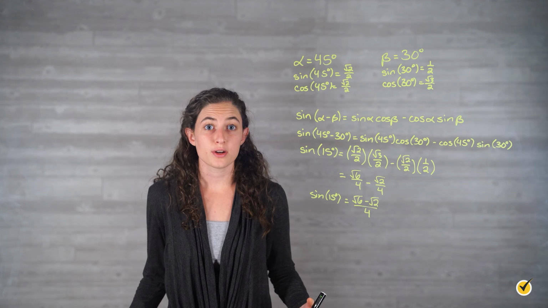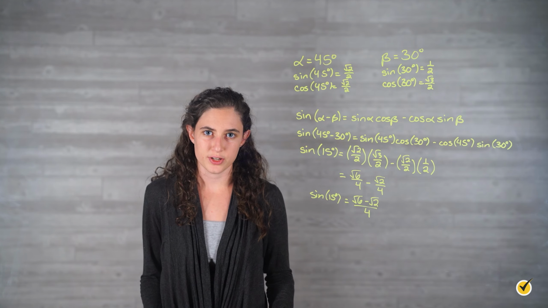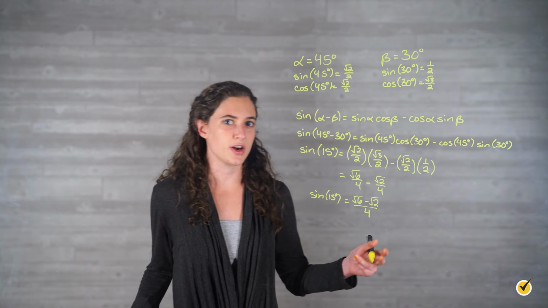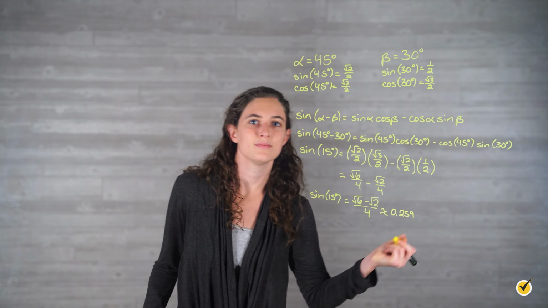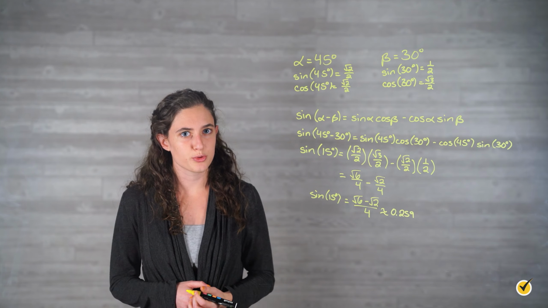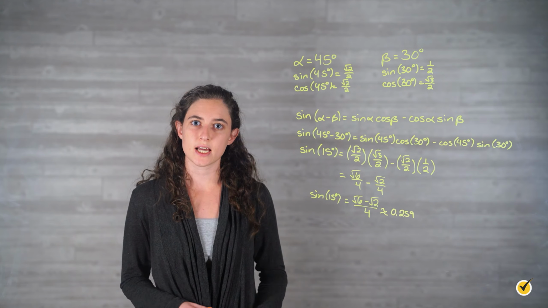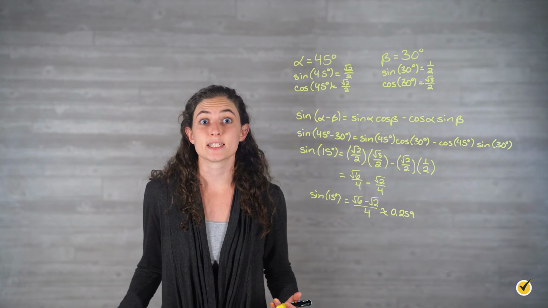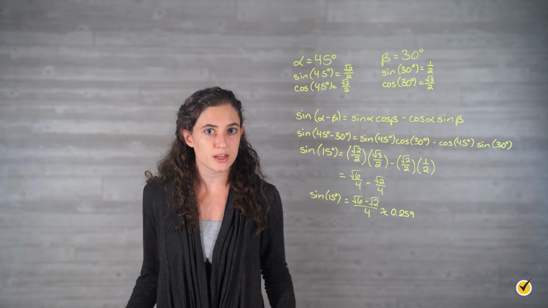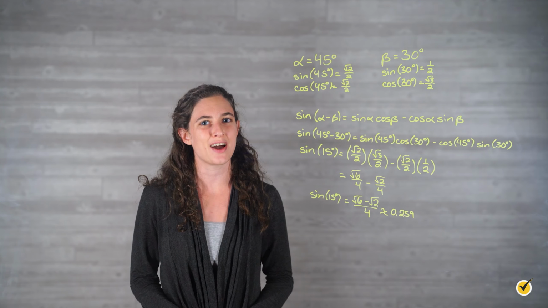We can check this value on a calculator by finding the sine of 15 degrees. This gives us an approximate value of 0.259. Remember, our answer with radicals is the exact value for the sine of 15 degrees. The cosine and tangent difference identities work the same way. We simply plug in our values and enjoy working with radicals until we have our answer.